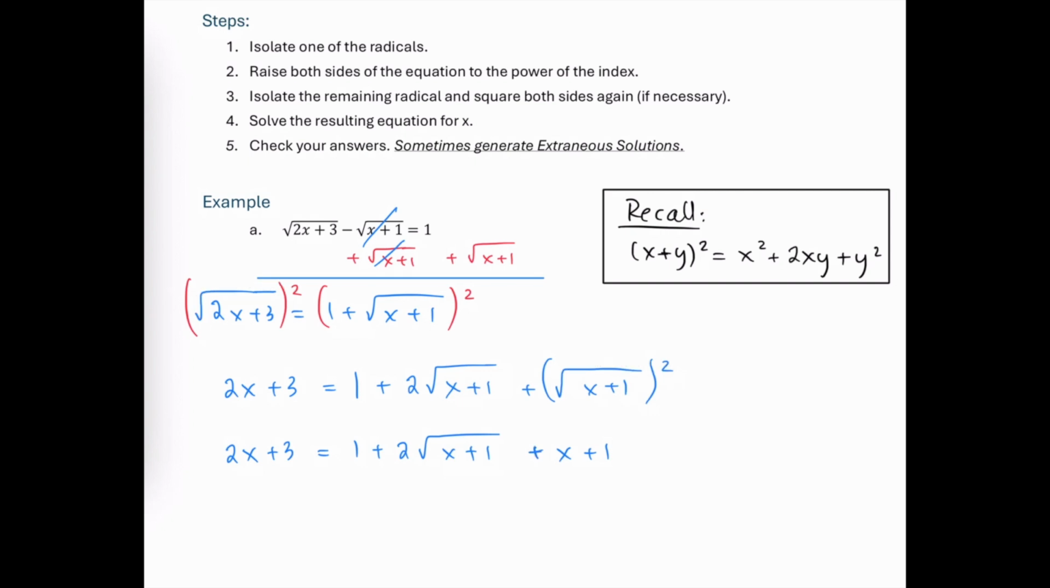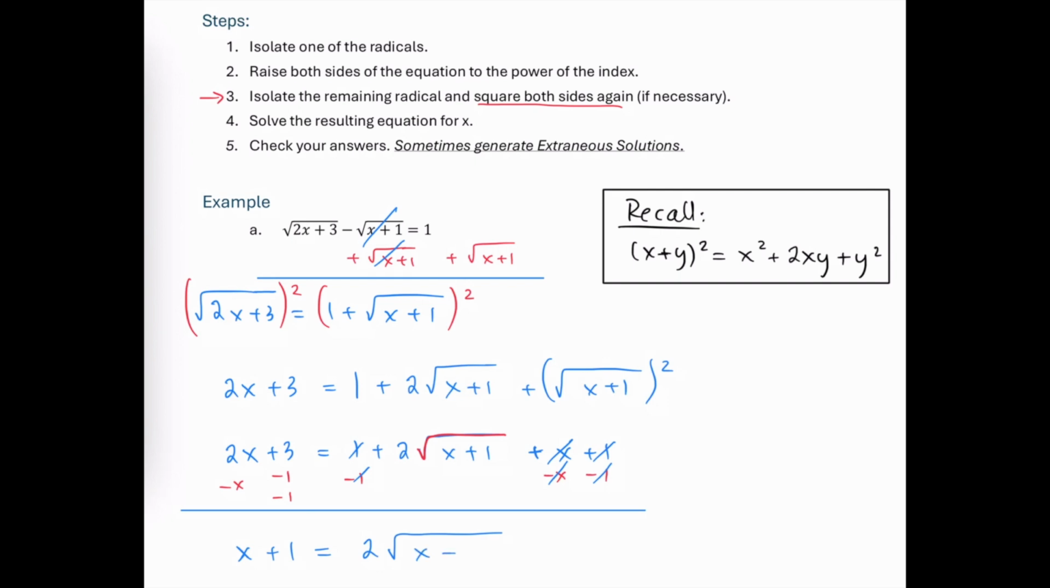Let's take a fresh look now to see that we still have an equation that contains a radical. So we essentially start all over: isolate the remaining radical, and then we'll need to square both sides again. So let's subtract this 1 from both sides, but actually we have two 1s that we need to subtract, so let's do both of them. And let's also subtract x from both sides. All of these terms cancel from the right, and on the left we have 2x minus x, which is 1x, and then 3 minus 2 is a plus 1 that remains. And we still have 2 times that radical, x plus 1.